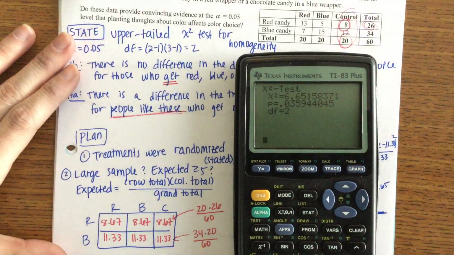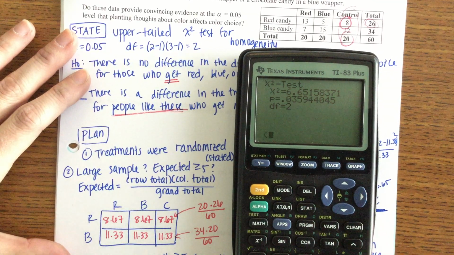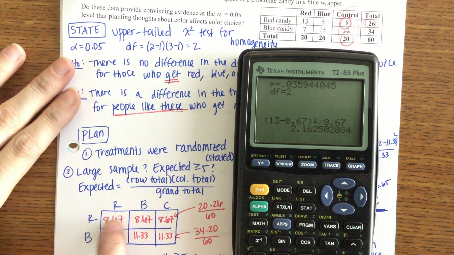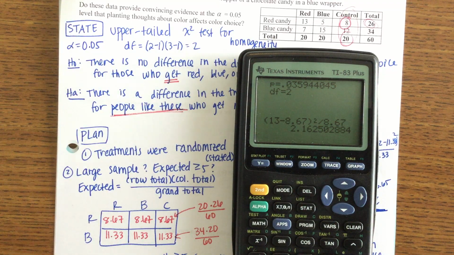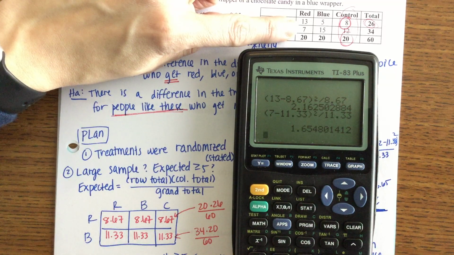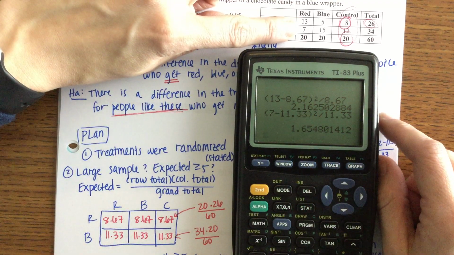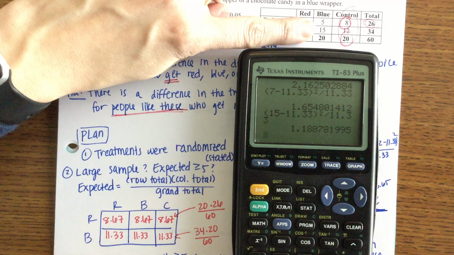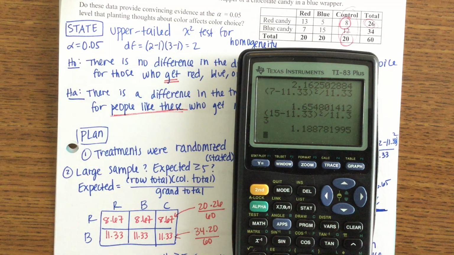So I'm going to start with the 13 in the first row, because we said that one would be the biggest in the first row. So we're going to do 13 minus 8.67 squared divided by 8.67. So that is the chi-square value for that first observation, the one that's right here. In the second row, we said either 7 or 15 would be the biggest. So then you're going to do the 7 one. So that chi-square value is a little bit smaller than the one we did previously. And then you're going to do that 15. So it looks like this one right here was our winner. So that contributed most to our chi-square test statistic.